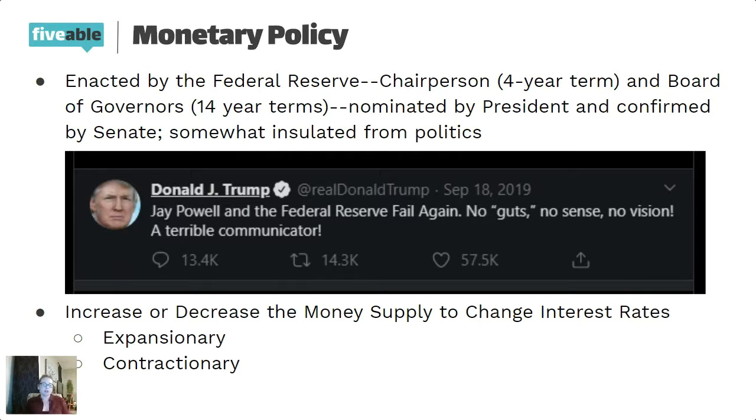If interest rates go down, then you are more likely to go out and buy a bigger house or a better car. You're going to spend more money because the loan is basically cheaper for you. Contractionary monetary policy puts the brakes on an overheated economy. So they would decrease the money supply to then increase interest rates. So that's monetary policy enacted by the Federal Reserve, supposedly insulated somewhat from politics, changing the interest rate to change the direction of the economy.